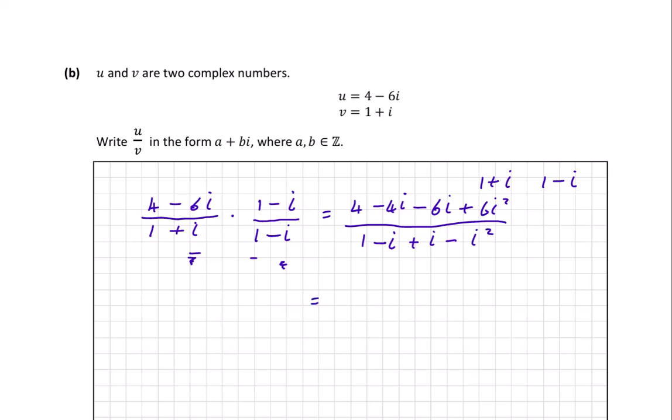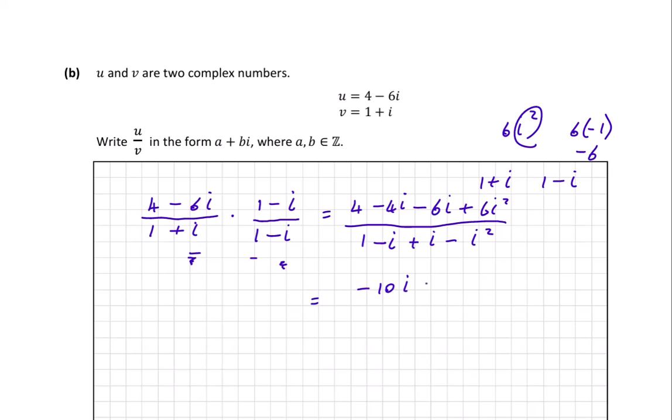Okay, let's just simplify the top line. On the top, we have minus 4i minus 6i. That's minus 10i. And then we have this 6i squared. Now, i squared is just minus 1. So it's really 6 times minus 1, which is just minus 6. So that'll be minus 6 out here at the end. So we have plus 4 minus 6.